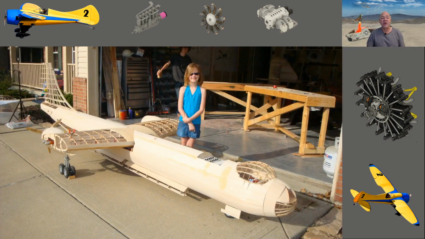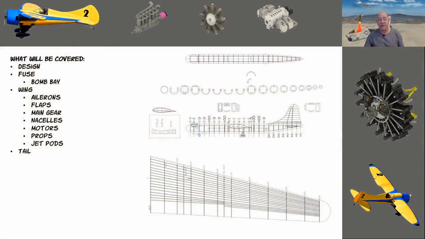But what this video is about is an overview of a video series I'm getting ready to create. It's going to take each of the major components of the B-36 and talk about how I designed them and how I developed and built them. Today we're briefly going to cover the design, the fuselage, the Bombay, the wing and all the components of the wings, and the tail. Each of these subjects will become its own little, probably 8 to 12 minute video.